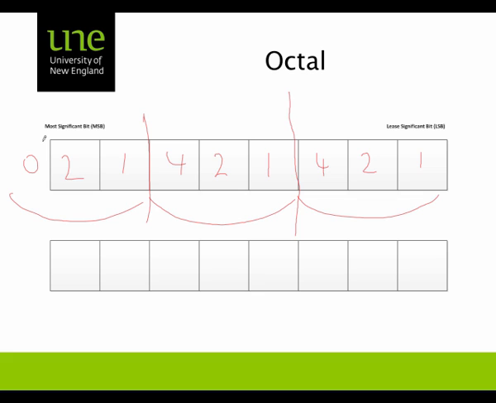So if we want to represent an octal number, for example, let's say we wanted to represent 216 octal. The first digit we have is a 6, so we need a 2 and a 4, which gives us 6. The next digit we would need is a 1.